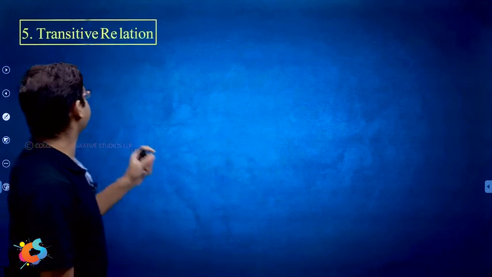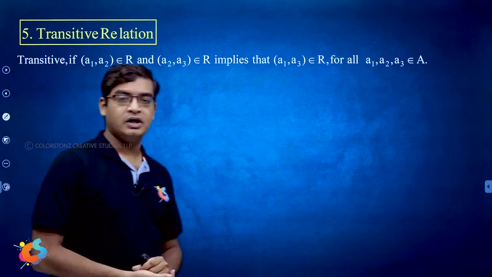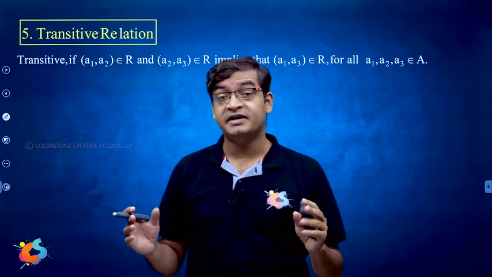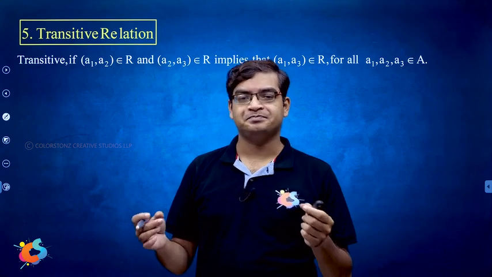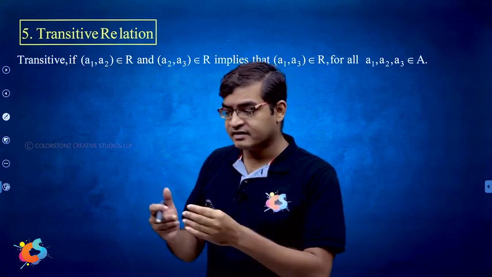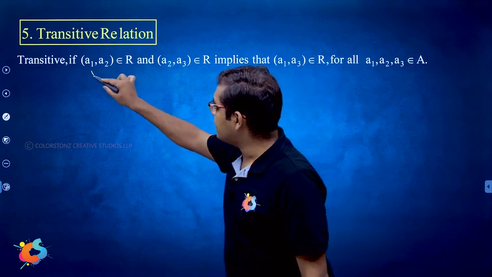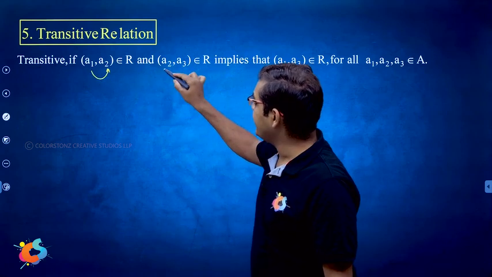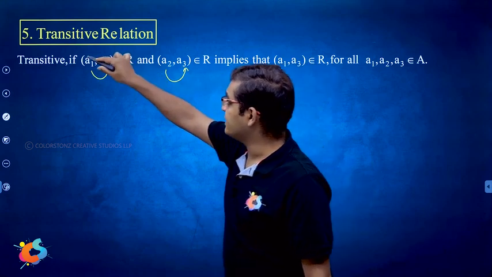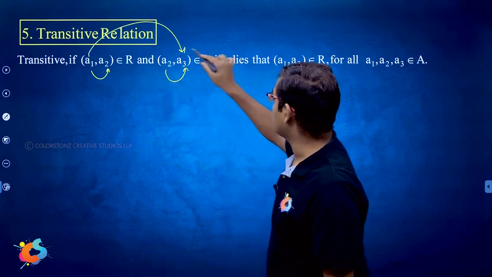Okay. Next, what is a transitive relation? In the name itself, it is there: transitive relation. Very simple, it means a transition is happening. So here, if A1, A2 belongs to R and A2, A3 belongs to R, then A1, A3 should belong to R.